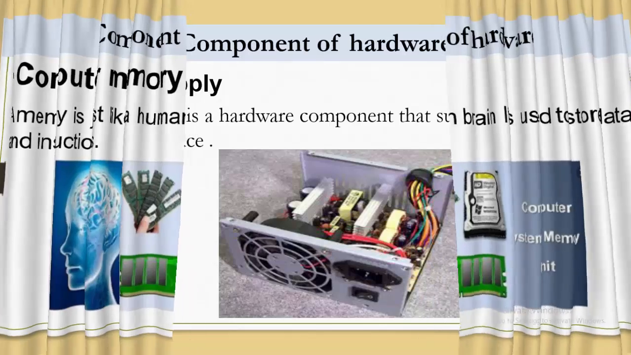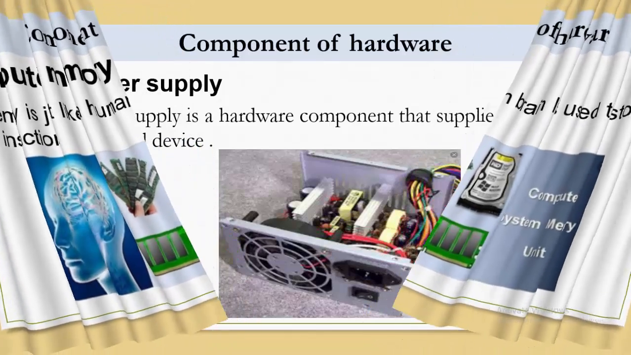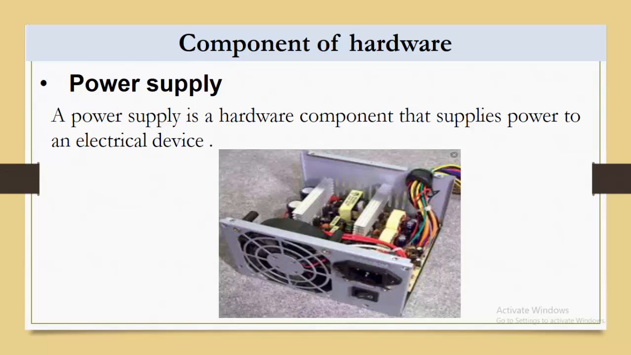Okay, the last one, power supply. A power supply is a hardware component that supplies power to electrical devices and other computer hardware components. It receives power from an electrical outlet and converts the current from AC to DC, alternating current to direct current, which is what the computer requires. Also, we will explain this section in the next chapters completely.